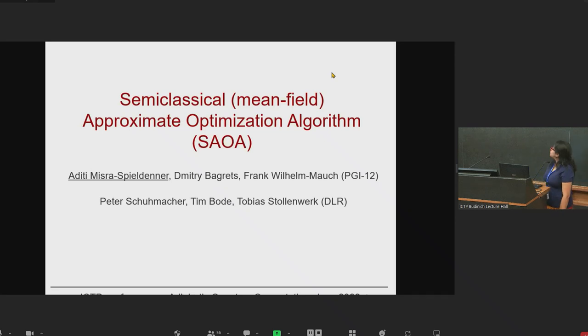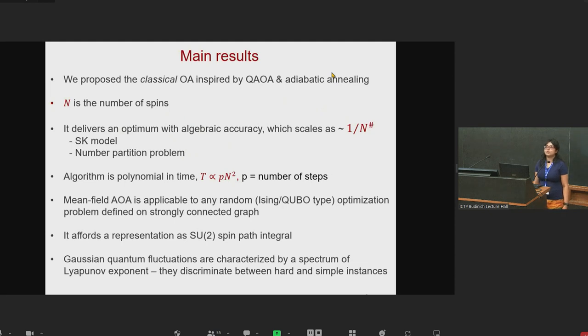So, today I'm going to present our semi-classical approximate optimization algorithm. This algorithm has two parts. The first part is the classical part, and then comes the quantumness. The classical part is known as mean field AOA, or mean field approximate optimization algorithm, and it has been inspired by quantum annealing and QAOA. It is a polynomial time algorithm, and it delivers an optimum that is algebraically close to the true minimum.